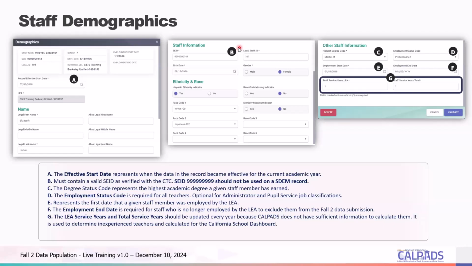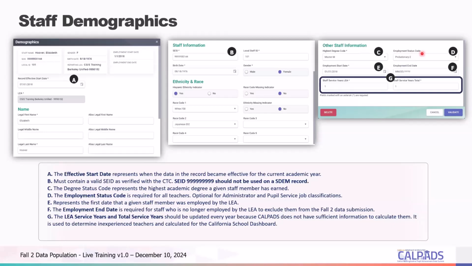If you're reporting a staff member that is employed by a third party, an ROP, or as a college instructor and they do not have a SEED, you will not be able to submit a staff demographic or a staff assignment record for those staff members. And then next, the highest degree code, or the degree status code, in the field labeled C on screen here, represents the highest academic degree that a given staff member has earned.